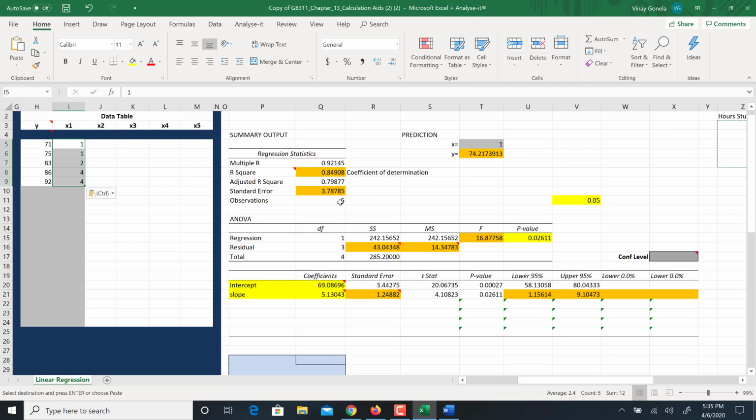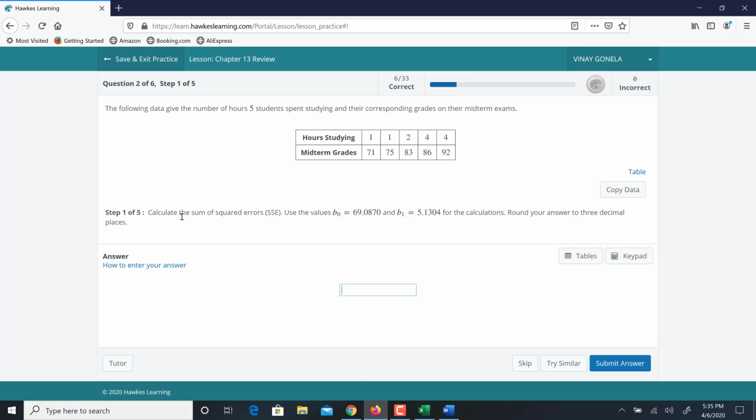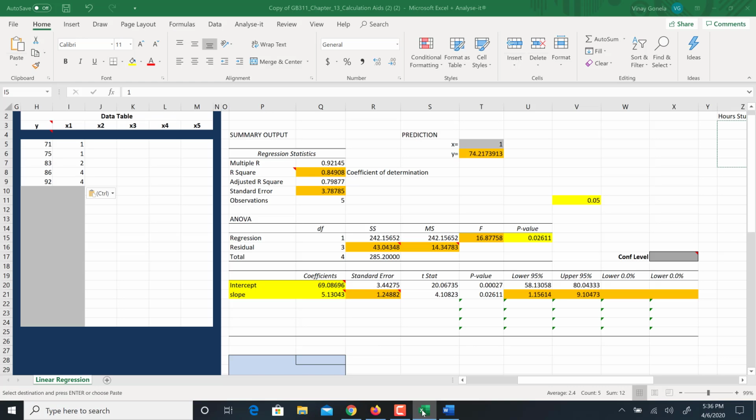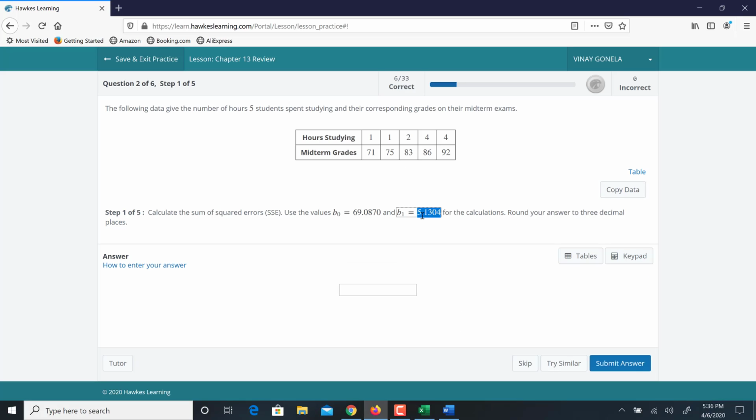and then copy this, paste here. Okay, now in this question they are asking you to calculate the sum of the squares of error. Use the values beta naught as 69.08 and 5.13 as beta 1. These values are given for you to cross check whether you are using the correct x and y. Let me go and check. Beta naught is 69.086 and the slope is 5.13, so that is good.